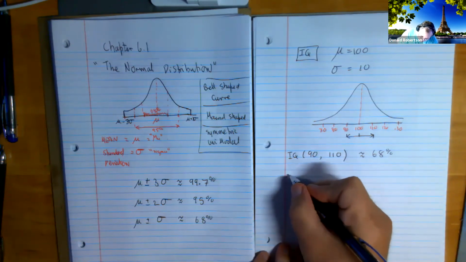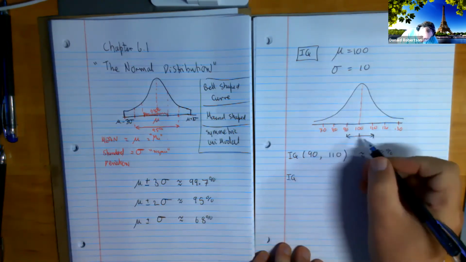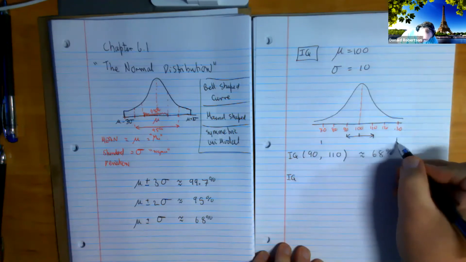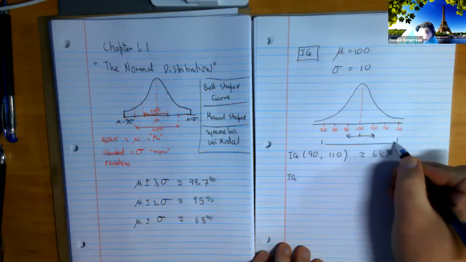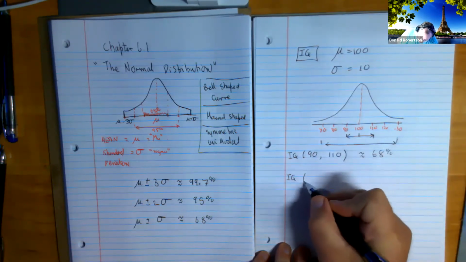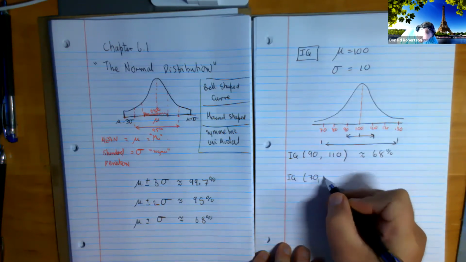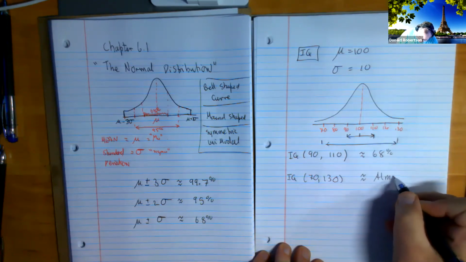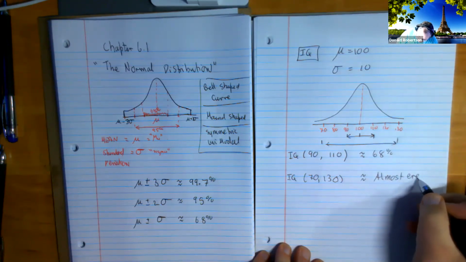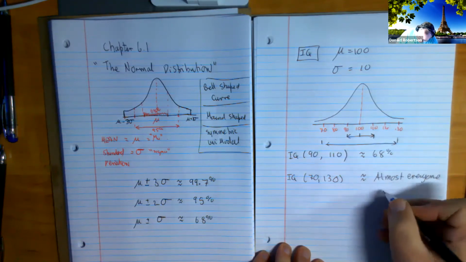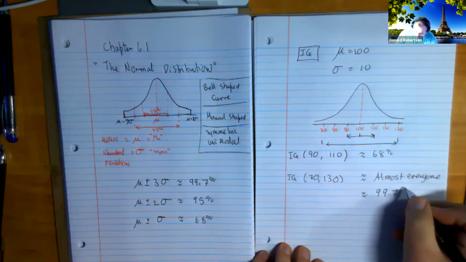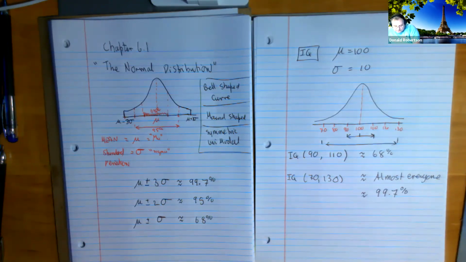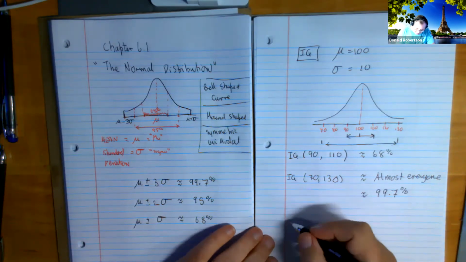Now, if you do an IQ from 3 standard deviations either side of the mean, which is from here to here, so that would be an IQ of 70 up to 130, you got almost all of them, almost everyone. As a number, it's been found that it was 99.7%. It also allows us to tell who outliers are.